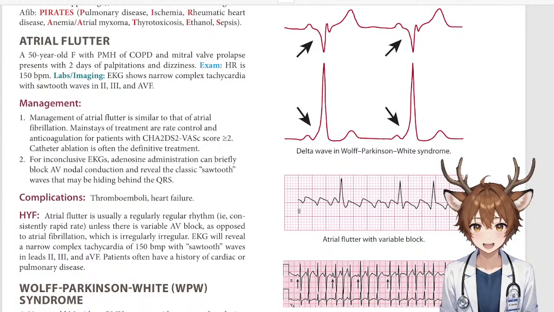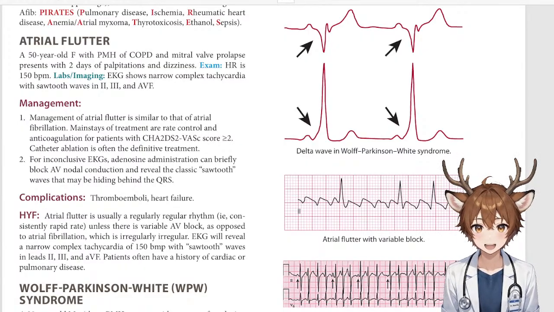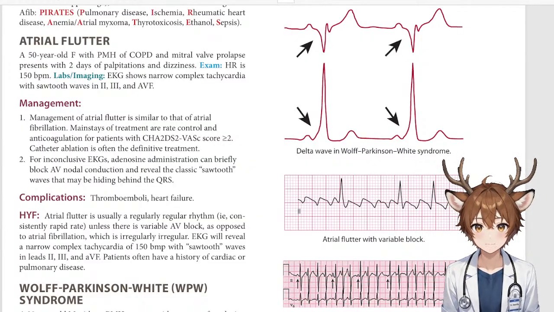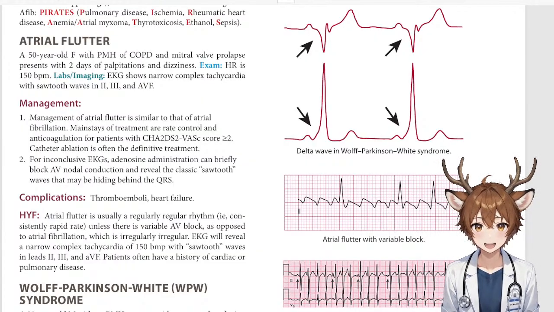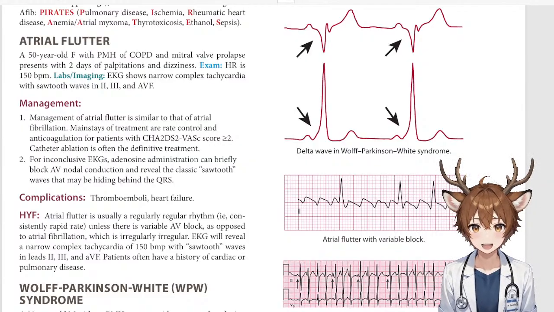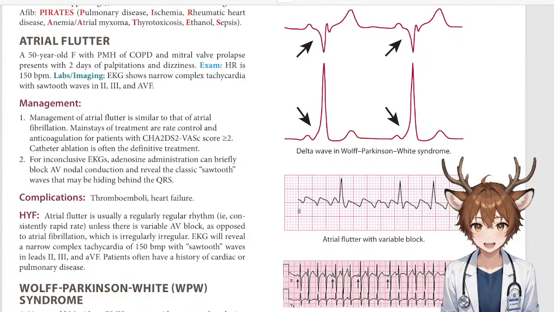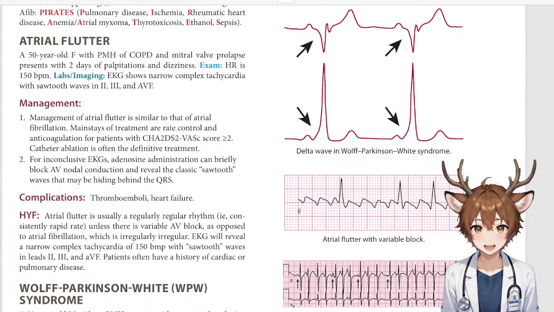Mainstays of treatment are rate control and anticoagulation for patients with a CHA2DS2-VASc score of 2 or more. Catheter ablation is often the definitive treatment. For inconclusive EKGs, adenosine administration can briefly block AV node conduction and reveal the classic sawtooth wave that will be hiding behind the QRS.